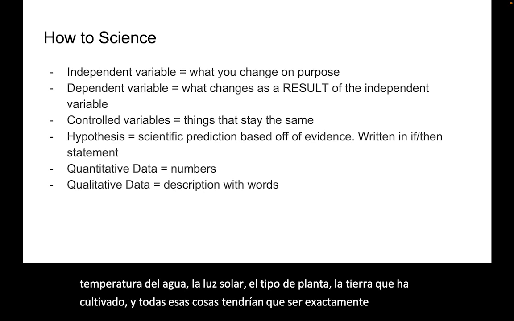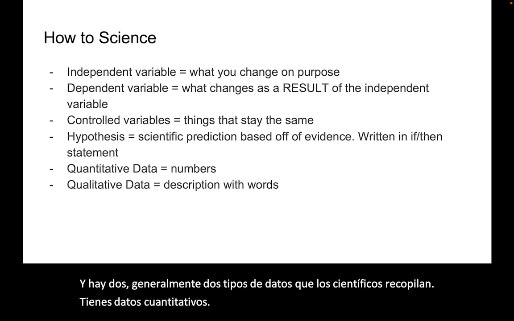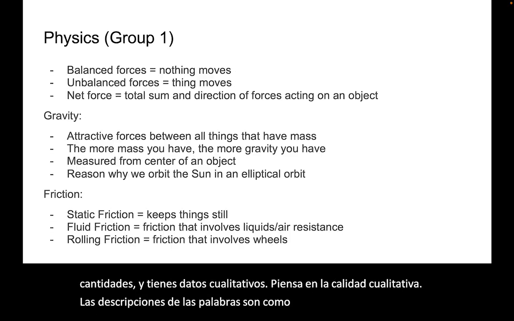And there are generally two types of data that scientists will collect. You have quantitative data, think quantitative, quantity, numbers, and you have qualitative data, think qualitative, quality, descriptions of words, like colors, size, anything like that.